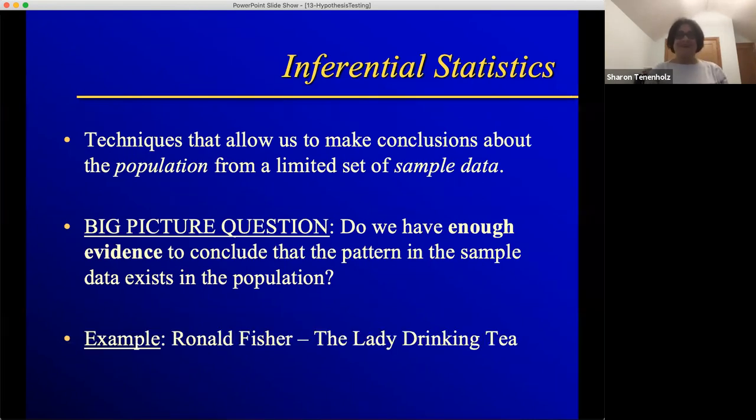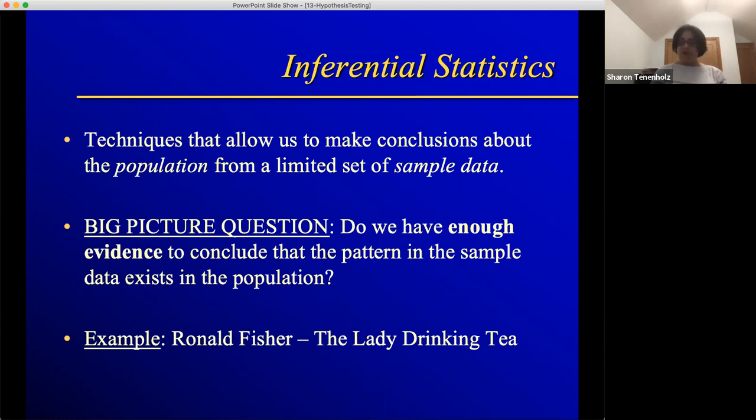I want to start today with a little story, an example of inferential statistics at play. In fact, it's perhaps the original example. I'm going to give you a brief retelling of this story, but I have posted the full story to your class page under supplementary readings, and I would encourage you to read this through.